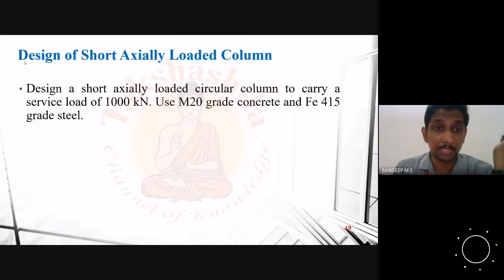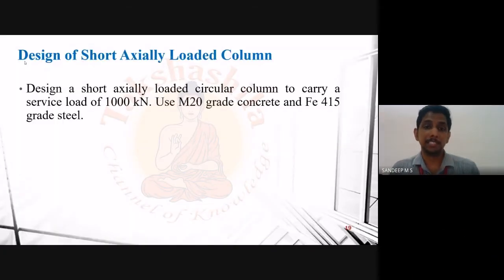I hope you are able to see the presentation. So basically this is a pure design problem. We have to design a short axially loaded circular column to carry a service load of 1000 kilonewton. Please note it is a service load of 1000 kilonewton. We are supposed to use M20 grade concrete and Fe 415 grade steel. So let's see how to do that.